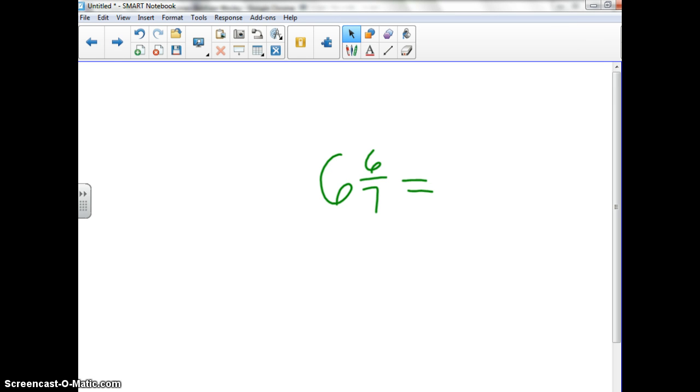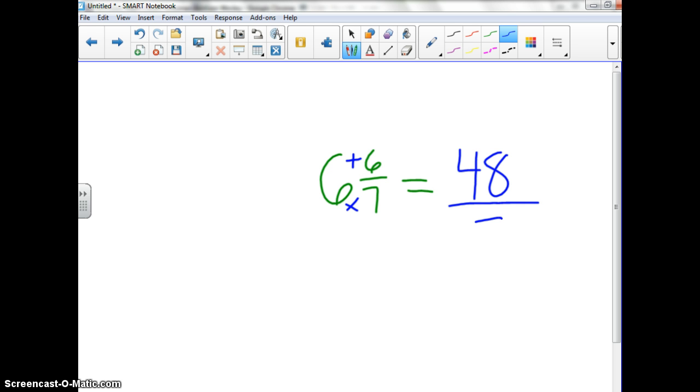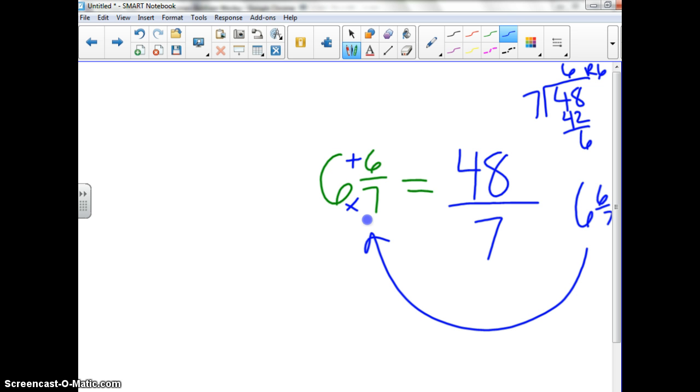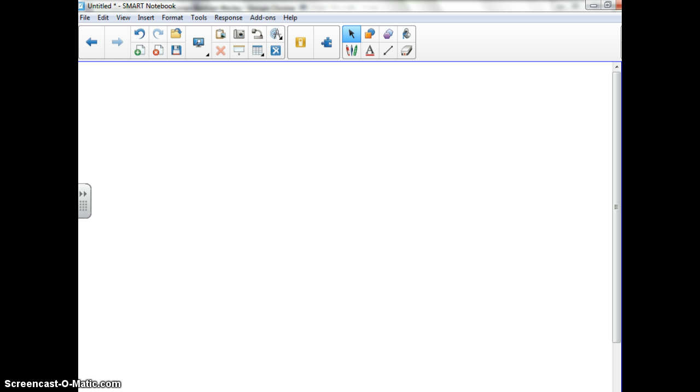6 and 6/7. Let's take our denominator times our whole number, 42, plus our numerator, there it is, 48. We leave our bottom number the same. How would I get from 48 over 7 back to this? What did we do yesterday? Will? We divided. We took 48 divided by 7. We got this for an answer. And we know that means 6 and 6/7. Look at that. There it is. Same thing. Now we know how to go both ways. This time I don't want you to say anything. I want you to try to keep it in your head.